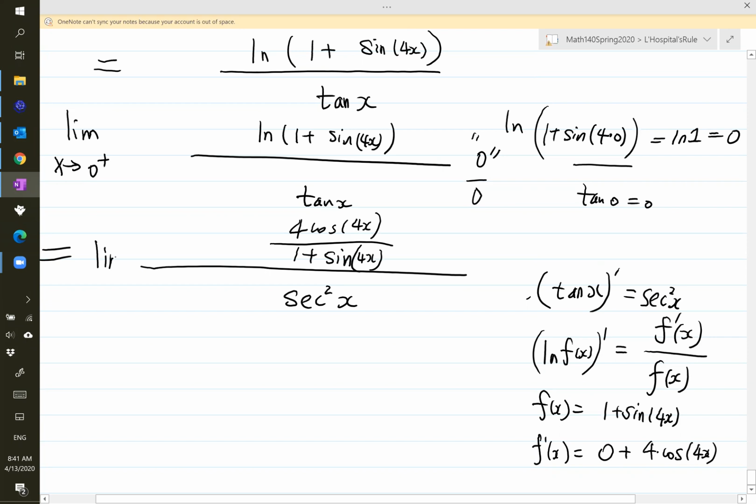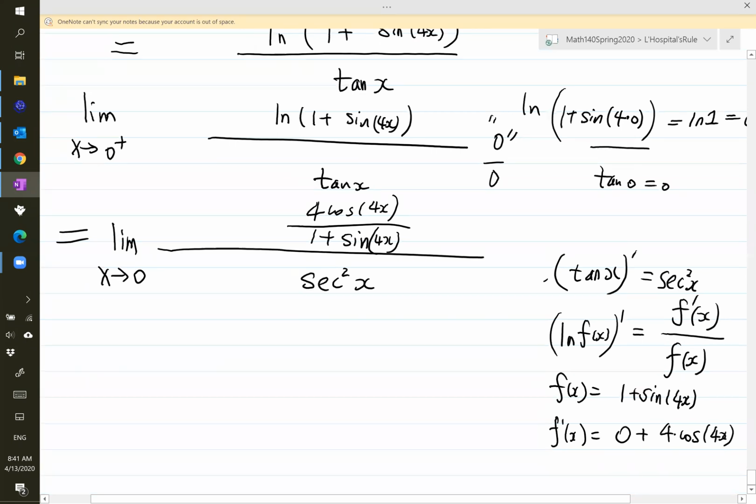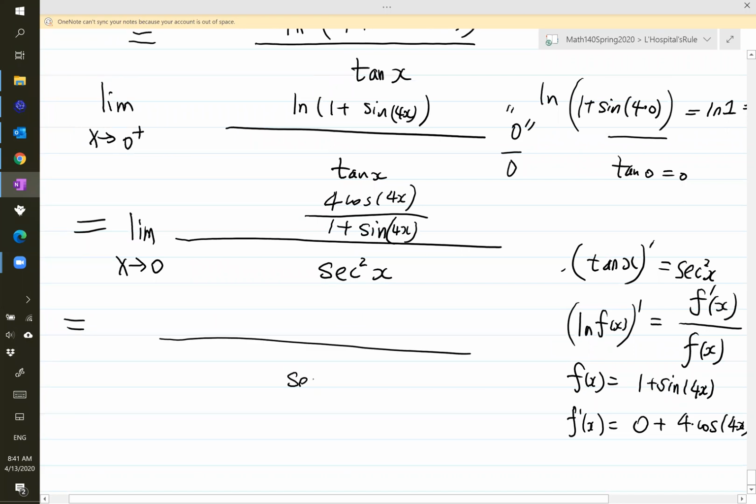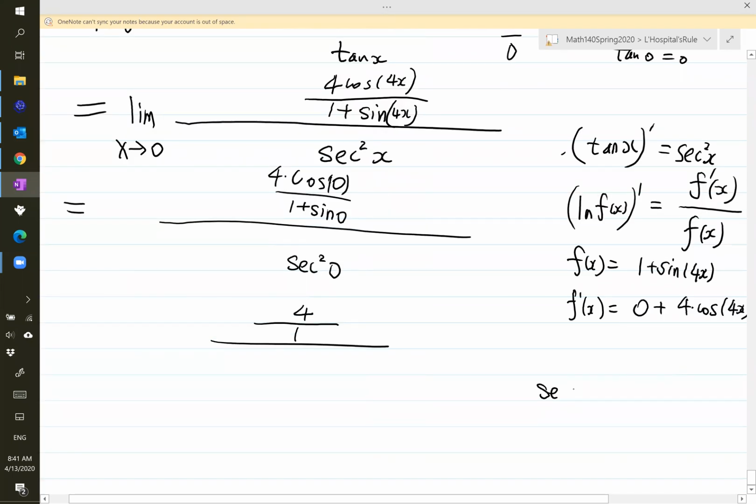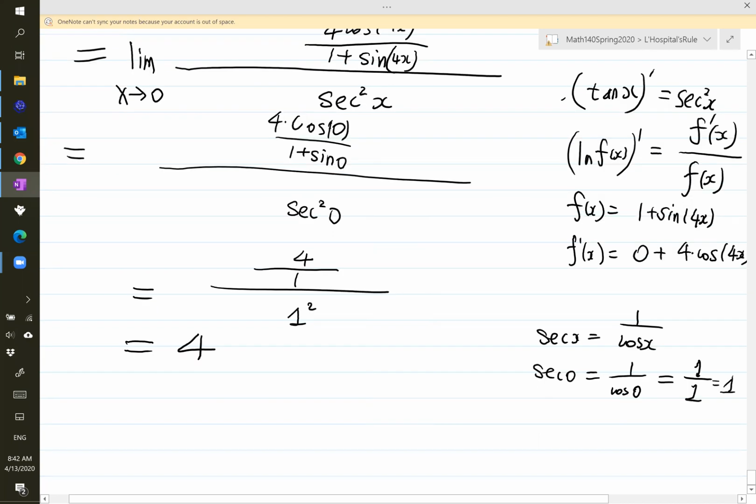Now we find the value when x equals 0. Plug in: we get 1 over secant squared of 0, times 4 times cosine 0. Cosine 0 is 1. Remember, secant x is 1 over cosine, and cosine 0 is 1, so secant 0 is 1 over 1, which is 1, and squared it is 1. So this is 4 divided by 1, we get 4.